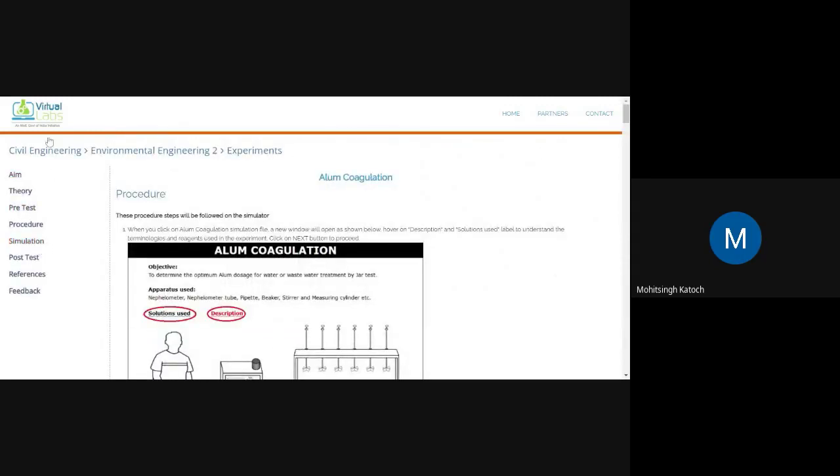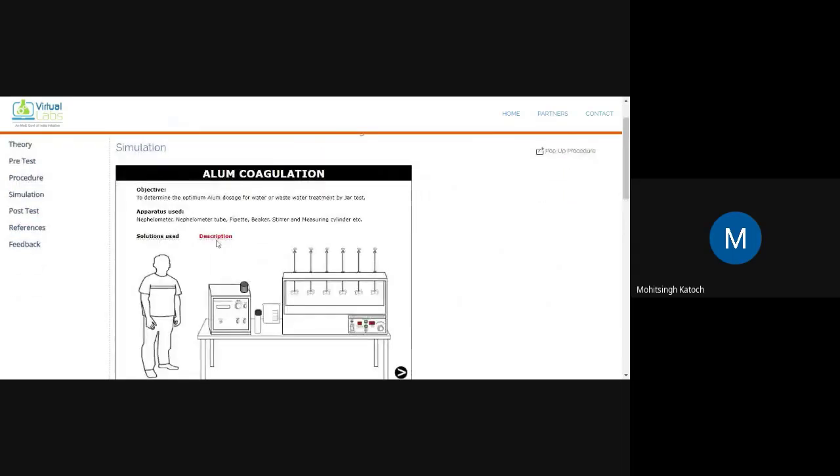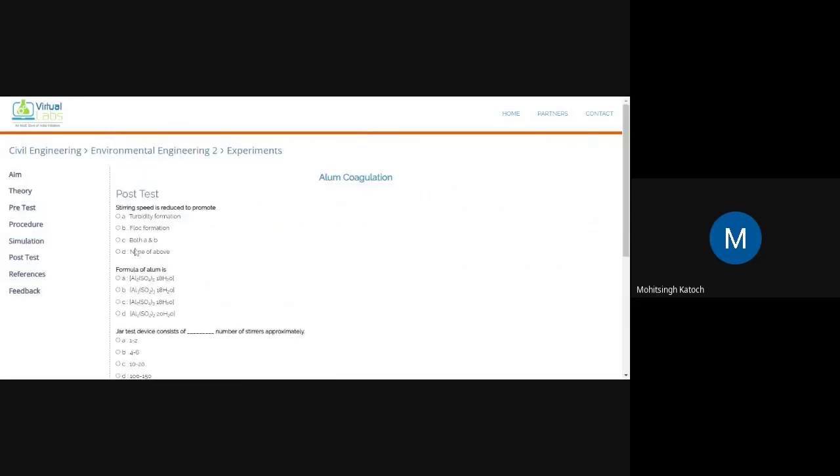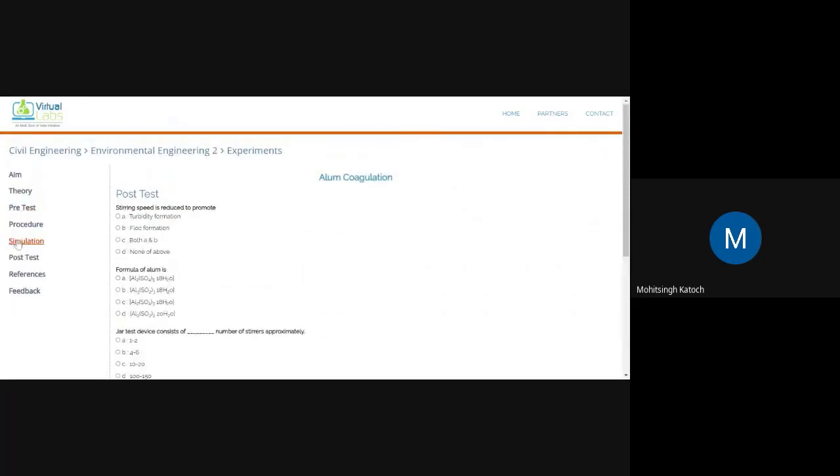The interesting part of this virtual labs is the simulation. In simulation, the procedure which we saw just now is simulated. That is, we can perform these steps one by one as if we are performing these steps in our laboratory. Then after the conclusion of this test, we can give a post test, which again consists of some questionnaire based on the practical we just performed.